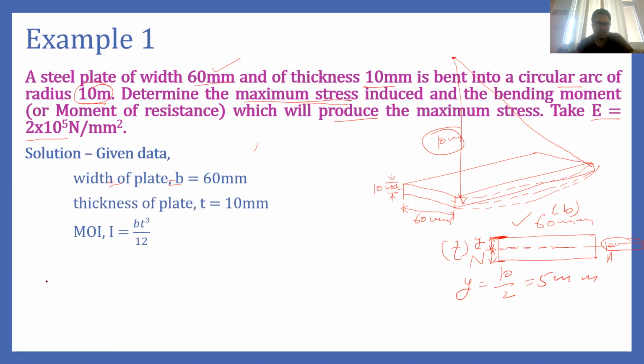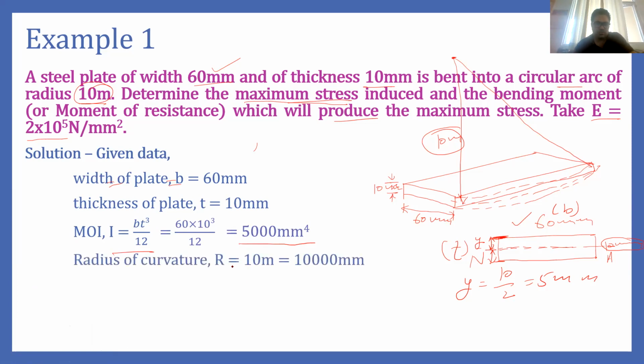So we can calculate the I value first, and it is BT cubed by 12. The B value is 60, T is 10. So putting the values in, we get the moment of inertia as 5000 mm to the power 4.